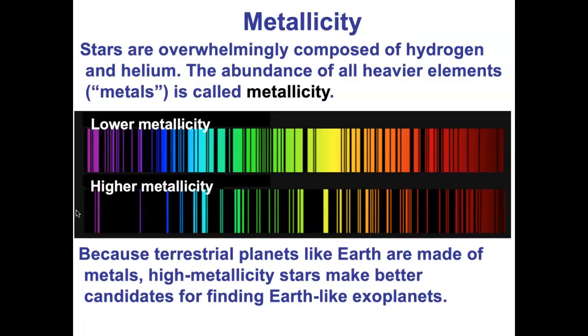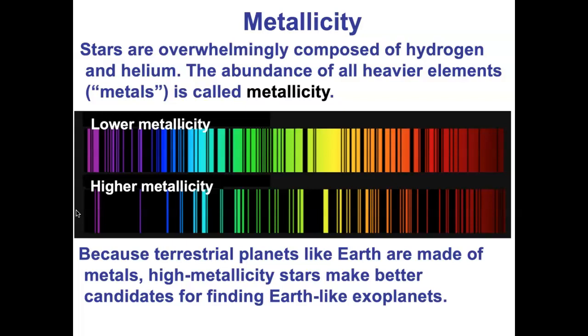So what's the Earth made of? The Earth is made of metals. Your body is mostly made of metals, right? Your body is made of carbon, oxygen, nitrogen, calcium, iron. Your body is mostly made of metals. So if we're looking around the galaxy trying to find Earth-like planets, planets that might be habitable, planets that might have life on them, rocky planets like Earth and living things like you and I are made of metals.